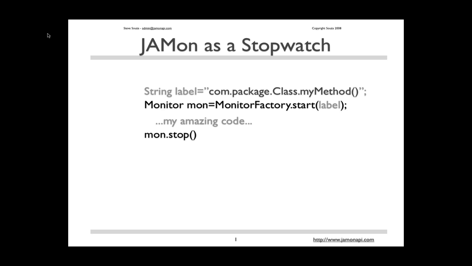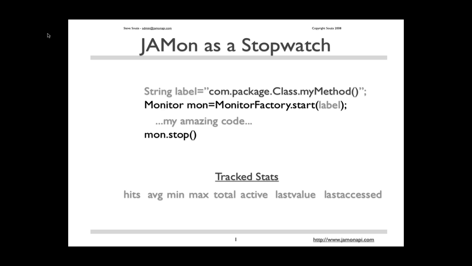Here is sample code showing how start and stop work. This monitor is timing how long a method takes to run by passing in the method name as a label to the stopwatch. This label is used as a key in a hash map and so should be relatively unique. Every time JAMon is passed the same label, it aggregates the following statistics that it gathers.